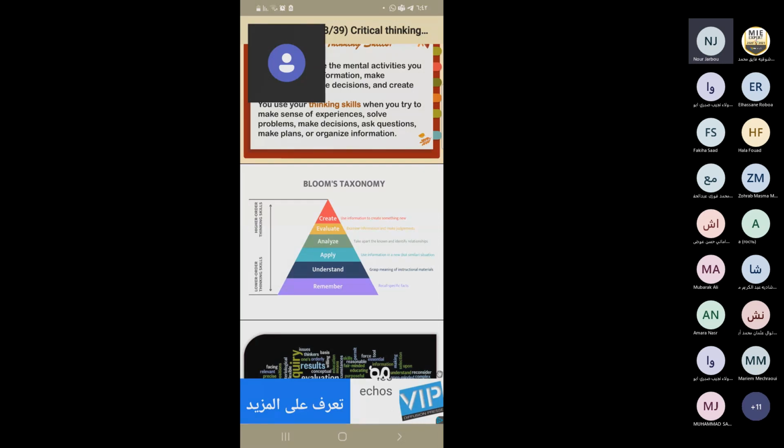So students need to apply and use information in new situations, and take apart the known and identify relations between pieces of information. And this means to analyze, then to evaluate, I mean to examine information and make judgments, and then use information to create something new. And this is the higher skill, creation. So when we say critical thinking, we need to relate critical thinking to Bloom's taxonomy, especially the higher order thinking skills, the HOTS.